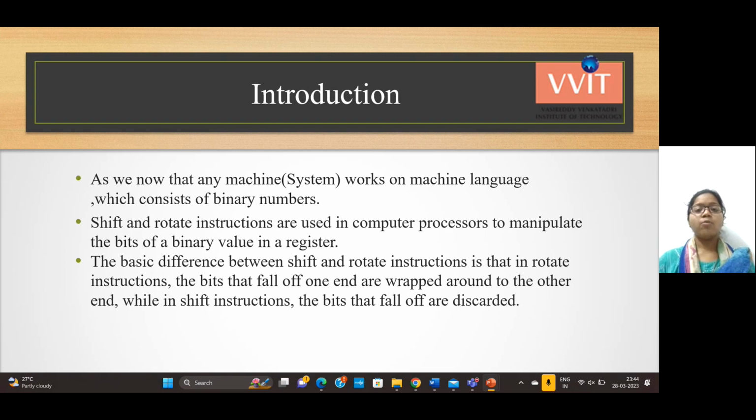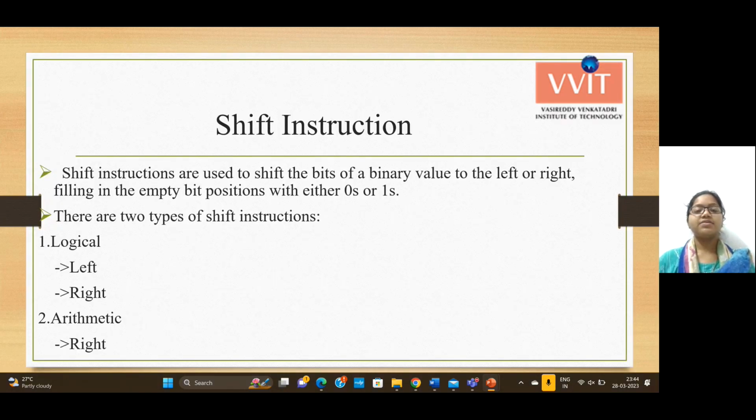Now let's move on to what the shift instruction is. Shift instructions are used to shift the bits of the binary value to the left or to the right, filling the empty bit positions either with zeros or ones. Suppose the bits are moved towards the left, then an empty bit position will occur on the right end, and it is filled with either zeros or ones in the shift instruction. Suppose the bits are moved towards the right, then an empty bit position will occur on the left, and it will be filled either with 0 or 1. This is how a shift instruction works.